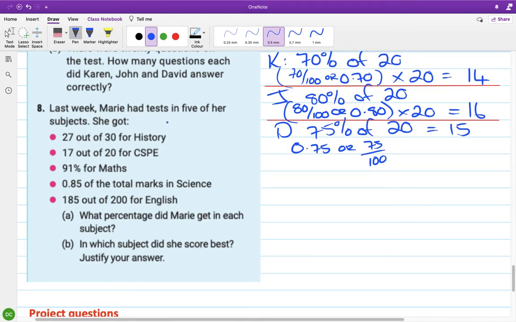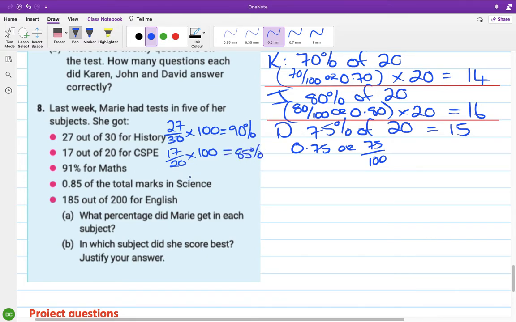So 27 out of 30, you make it a fraction, and then you make it a percentage. So you make it a fraction just by creating a numerator and denominator, and then to make it a percentage, you multiply by 100. So she got 90% in history. CSP is 17 over 20, and then we're going to multiply by 100. That's 85%.